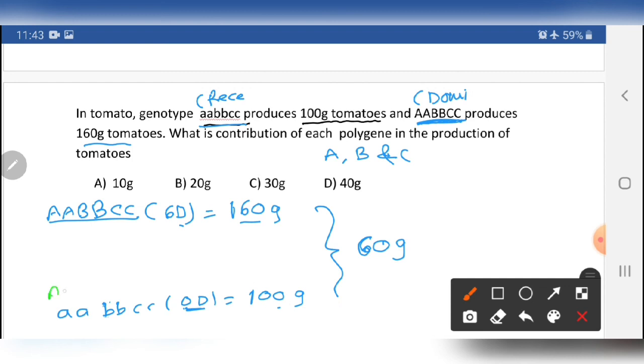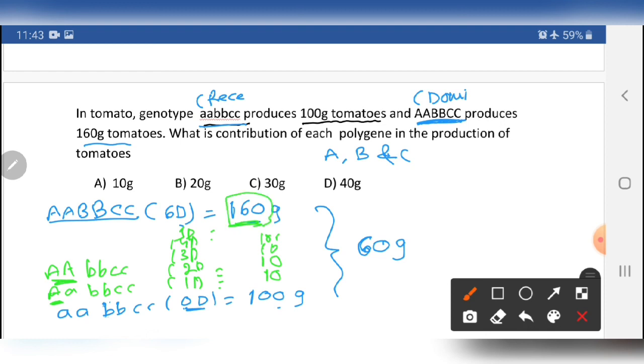We will see what happens if it is 0 dominant, we find 100 grams. What about capital A, small a, small b, small b, small c, small c? How many dominants here? Only one dominant. One dominant means 10 grams are added. Again, two dominants, we find capital A, capital A, small b, small b, small c, small c. How many dominants? Two dominants means one more 10. Like 3 dominants, 4 dominants, 5 dominants, each 10 value increases. Ultimately the value has reached 160.